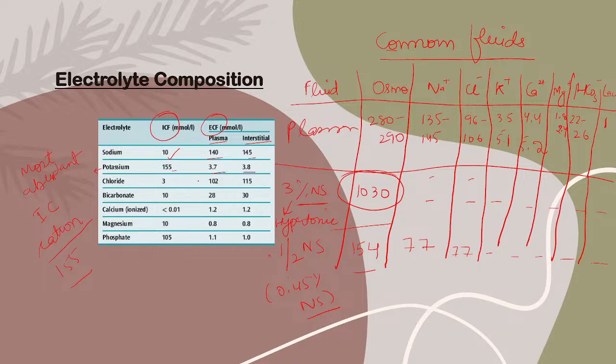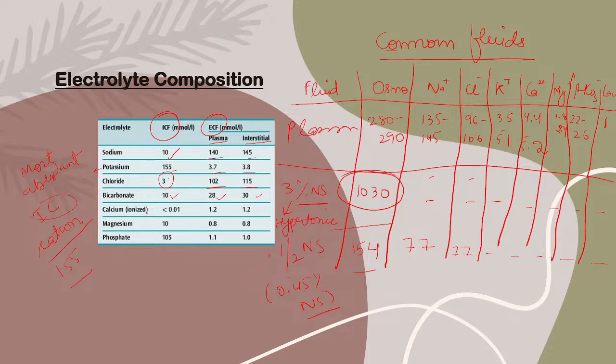If we talk about chlorides, chloride is 3 millimoles in intracellular fluid, and in plasma it is 1 or 2. Chloride is the most abundant extracellular anion. Like potassium was intracellular, chloride is extracellular, and in interstitial space there is 115. Then bicarbs in intracellular it's 10, in plasma it's 28, and interstitial fluid it's 30.